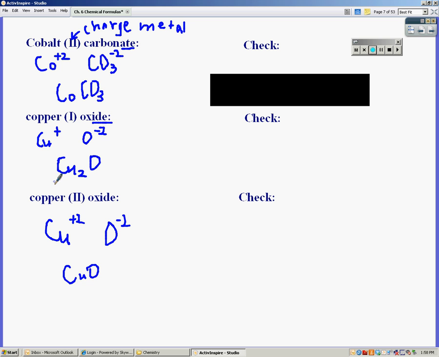So their formulas are different. That one has a 2 as a subscript. This one does not. Okay? So that's why you need to have those Roman numerals whenever you're dealing with an ion that can form more than one type of charge.